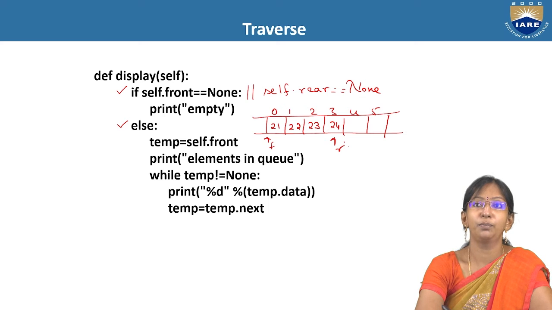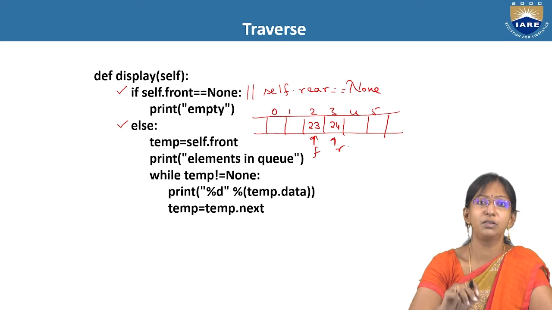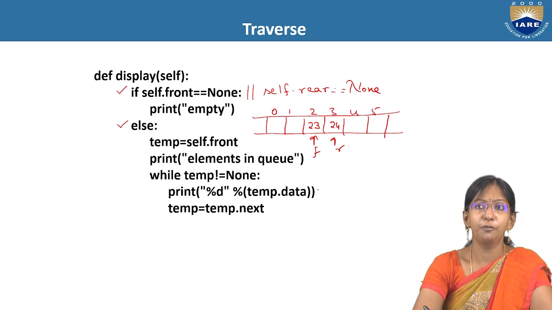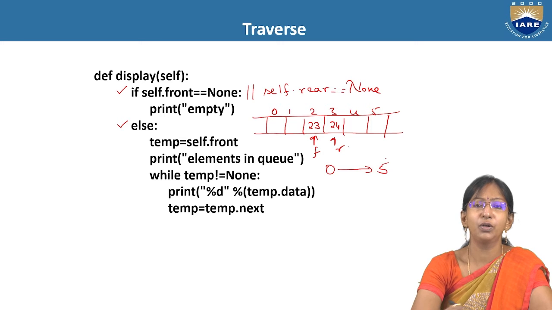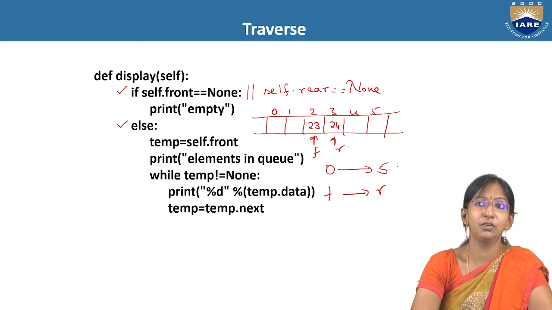Now I perform a DQ operation. I try to remove the element which is present at the front. I have removed the element at the front end. Now my front is pointing to 22. Now I'll do one more DQ operation. I'll remove 22 also. Now my front is pointing to 23. Now have a look at the current status. I want the current status of the queue displayed. So what do you think? If I print from index value 0 to 5, am I going to get the exact queue? Or if I print from front to rear, which one will give me the exact current status of the queue?